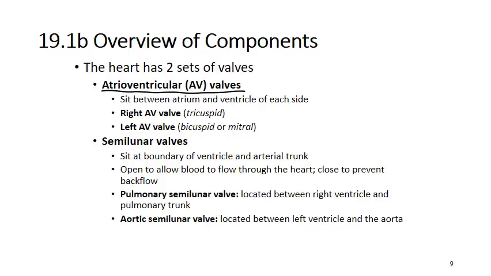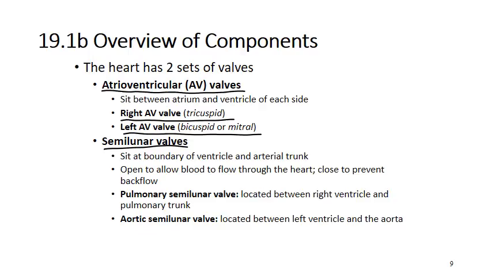So then we're going from the atrium into the ventricle, and that makes the valve. So we have the right AV valve, also known as the tricuspid valve, because there are three flaps there. And then your left AV valve, which is the bicuspid or mitral valve, again, that's going to have two of those flaps, hence why it's called bicuspid.